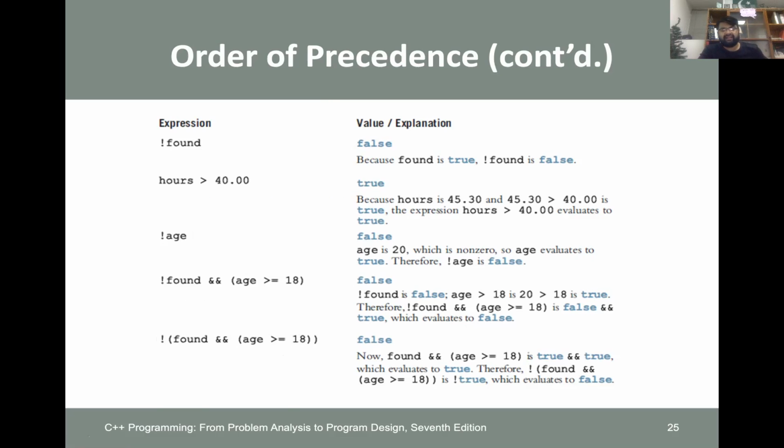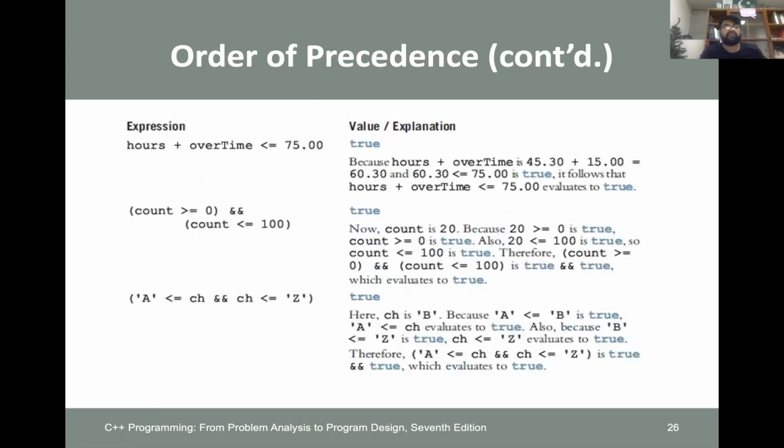So here again, we can evaluate them one by one and see what happens. Similarly, you've got another expression which says that the R's plus overtime is less than or equal to 75. And this is true because R's plus overtime is 45.3 plus 15. So again, in this case, the plus will first be evaluated, followed by comparing it with the less than or equal to sign. So R's plus overtime comes out to be 60.3. And since 60.3 is less than or equal to 75, this evaluates to a true value.